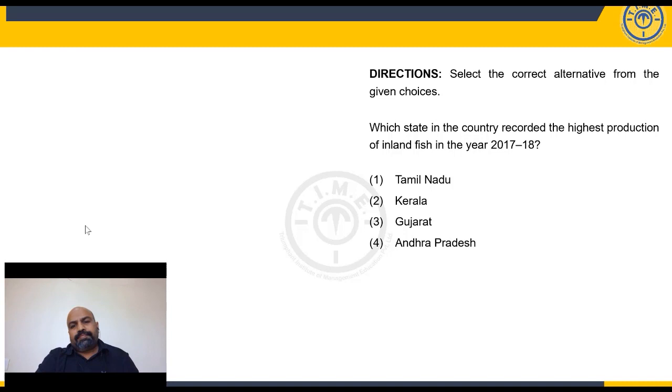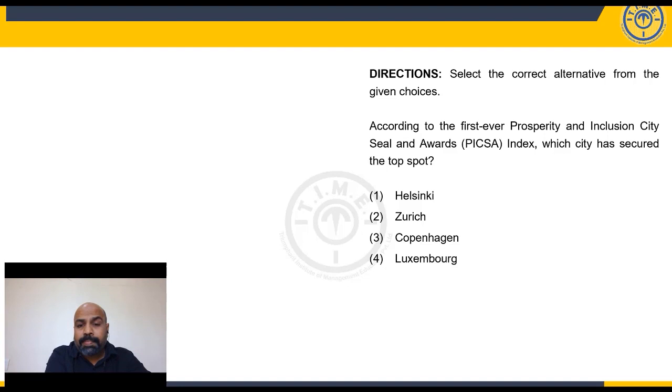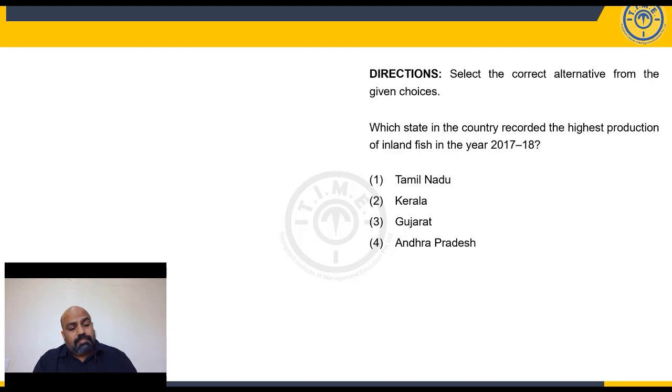From here we could run. Which state in India has had the highest production of inland fish last year, a couple of years back, even last year also? It's Andhra Pradesh, my friends. Wherever we find these names of Indian states, we look at the chief ministers' names and everything, okay? Andhra Pradesh, the chief minister is YS Jagan Mohan Reddy.